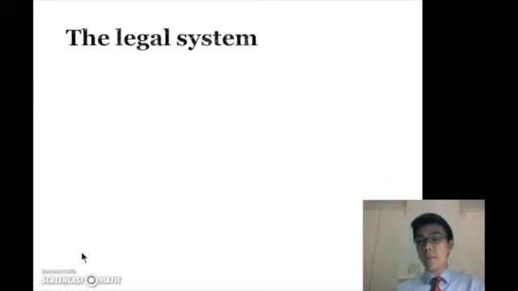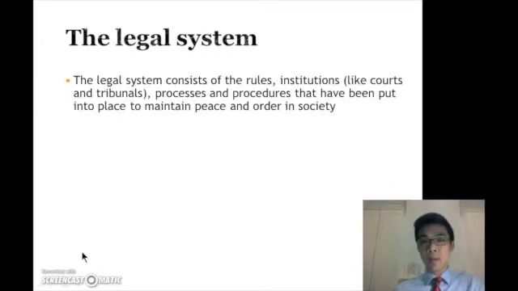So then we have a look at the legal system. And just as a very basic definition, the legal system consists of the rules, institutions like courts and tribunals, like VCAT that we've looked at, processes and procedures that have been put in place to maintain peace and order in society.